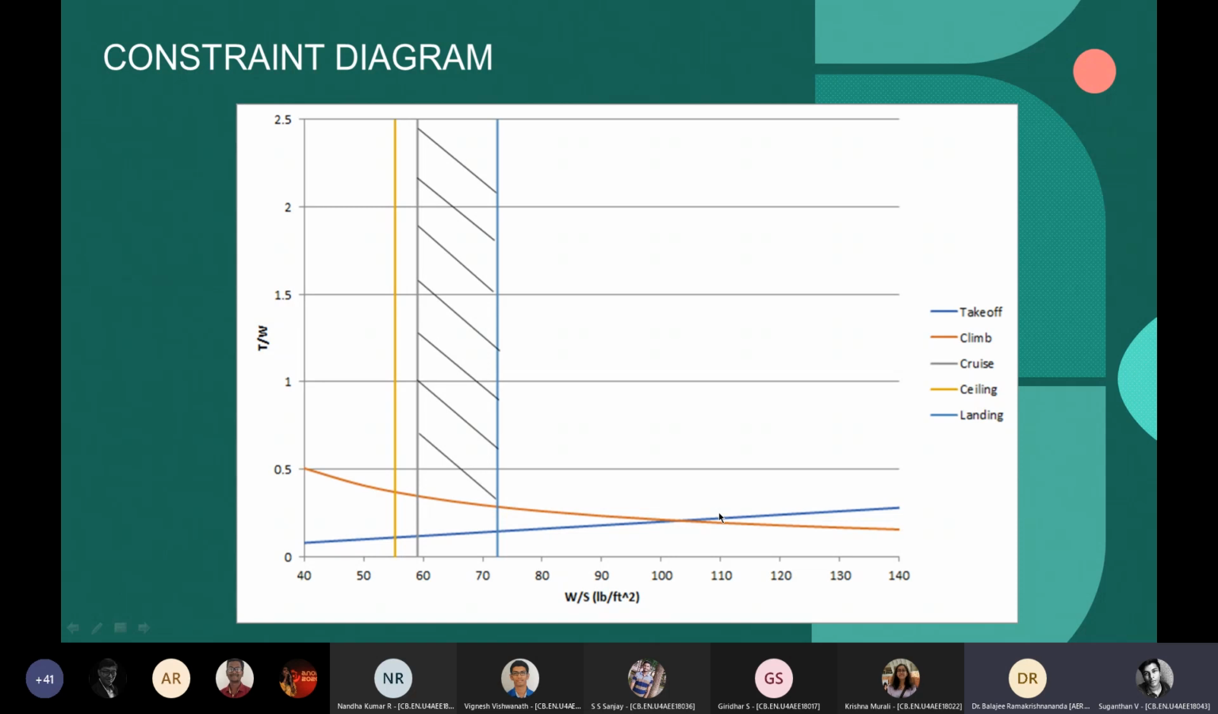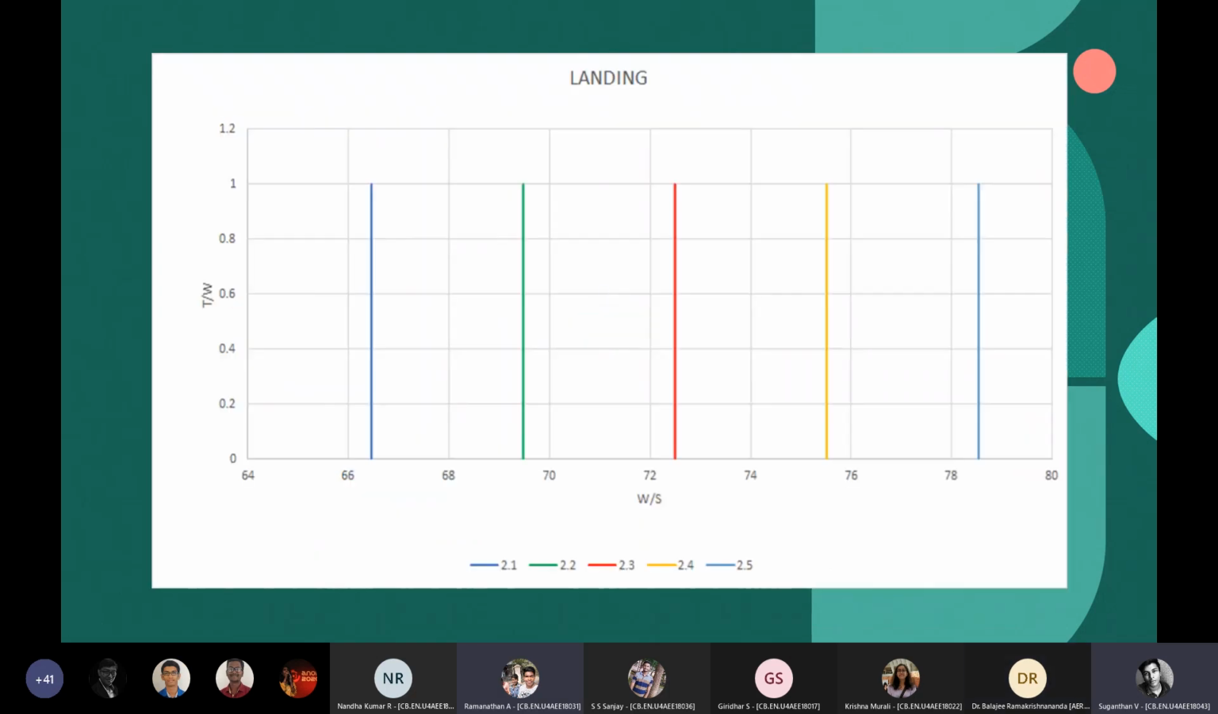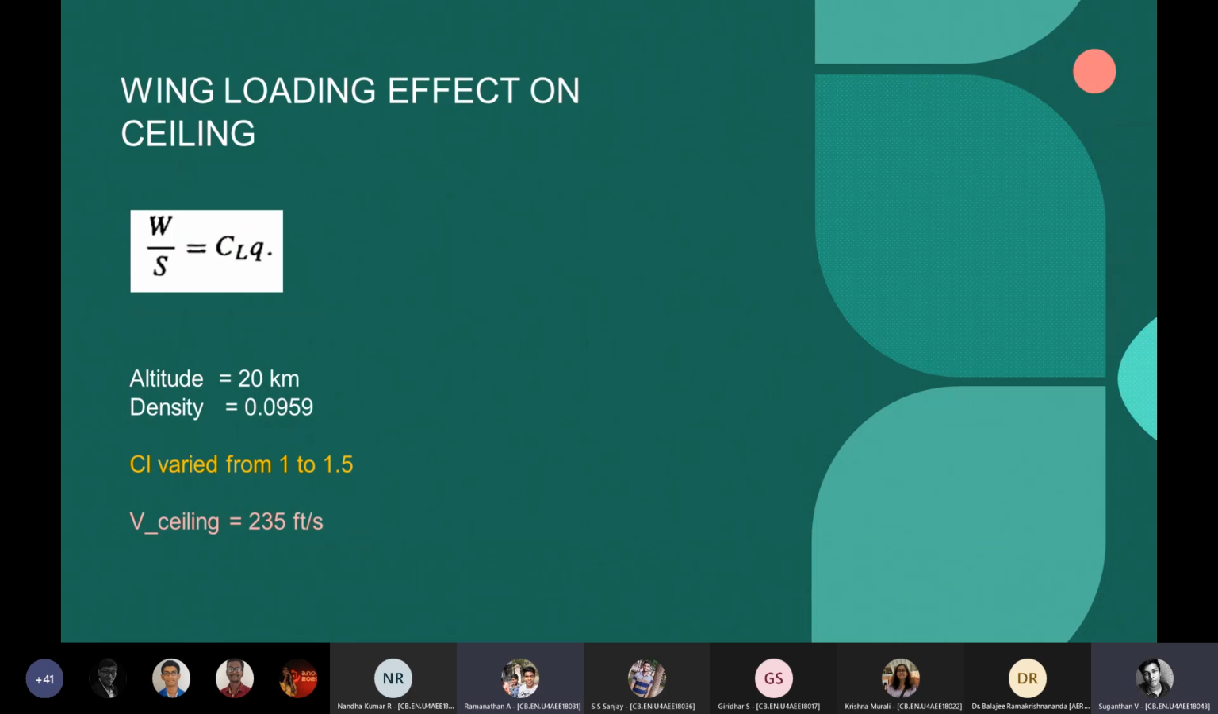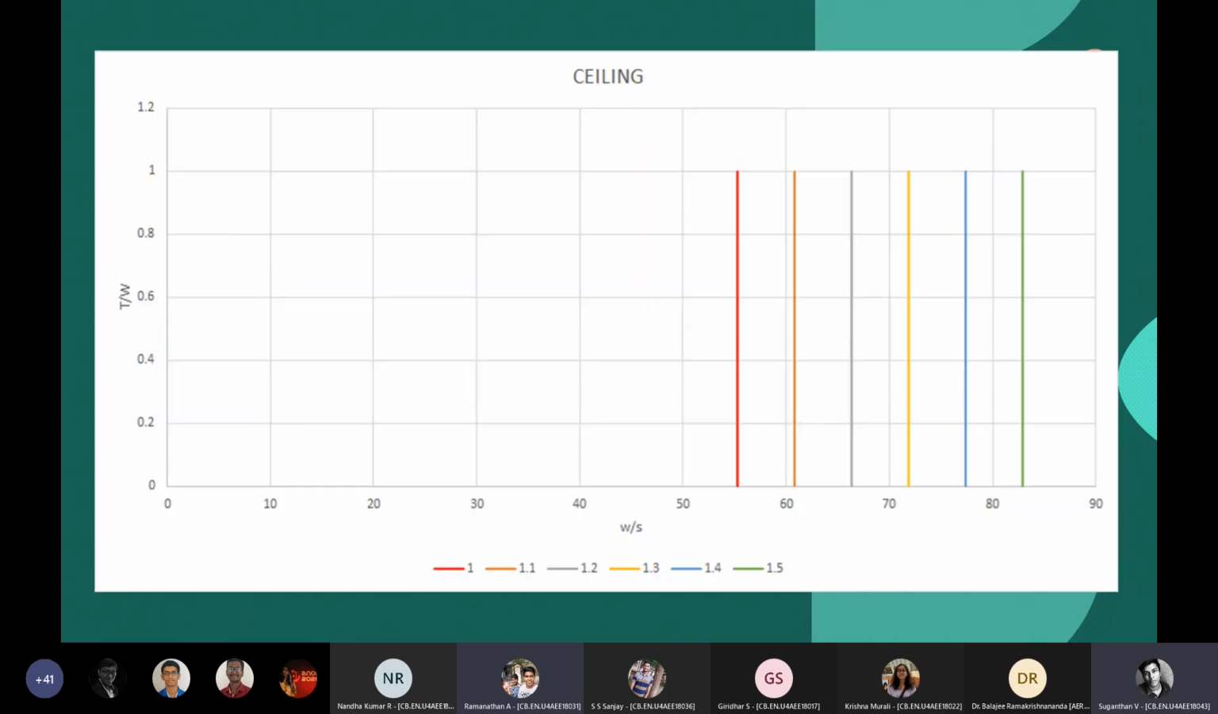Okay, any other question to Sugandhan? Ramnathan, yes. Sir, Sugandhan, can you go to that ceiling conditions graph? And one more graph which you showed, you were in a dilemma whether towards the right or the left. I think only ceiling. Ceiling condition. Yes, sir.